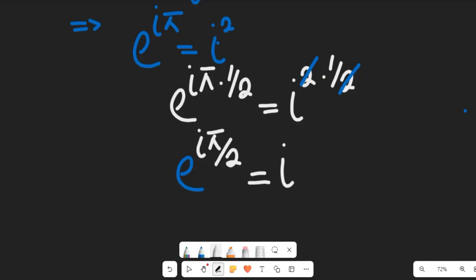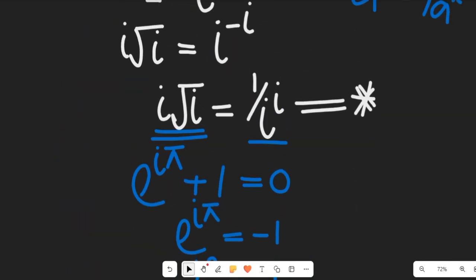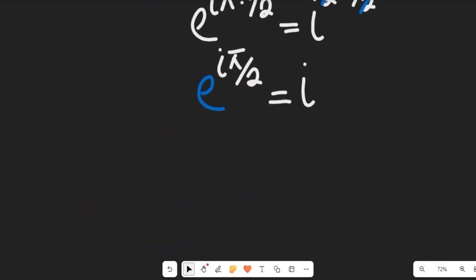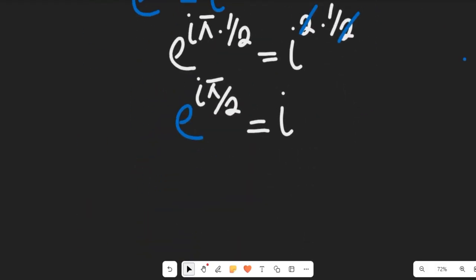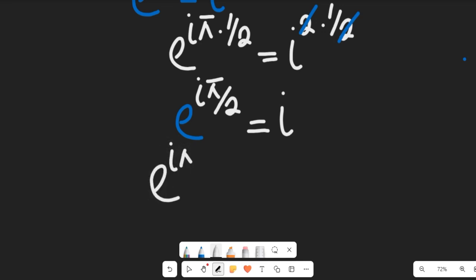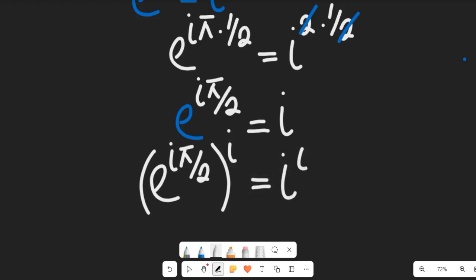Now I'm going to multiply both sides by the power of i. Remember, what I'm simply looking for is the value of i to the power of i. So if I multiply both sides by the power of i, I'm going to have the exponent of i pi divided by 2, right? And all of these will be multiplying the power of i, and this will be equal to i to the power of i. Is this making sense?